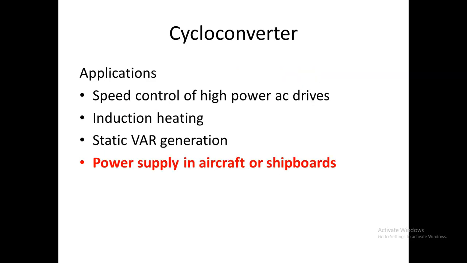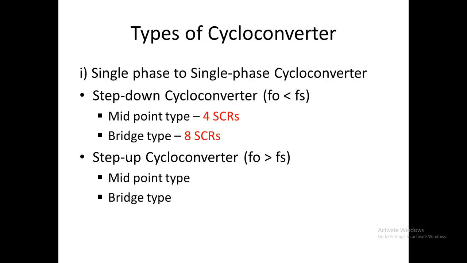The applications are speed control of high power AC drives, induction heating, static VAR generation, and mainly it is used in aircraft and shipboards for different speed applications. If you vary the frequency, we obtain different speeds in the different parts of the aircraft and shipboards. The types of cycloconverters depend upon the configurations and supply voltage.